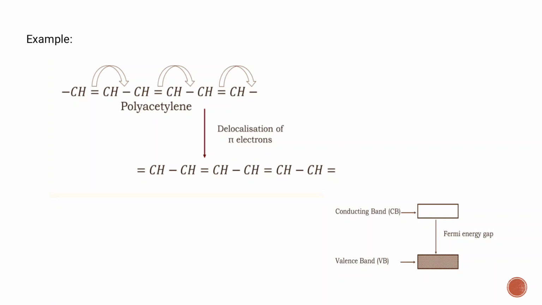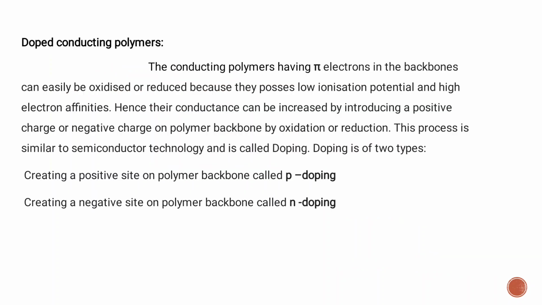Here is the representation of the formation of polyacetylene, the valence band, the conduction band and the energy gap, that is, the Fermi energy gap. Next is doped conducting polymer. Conducting polymers having pi electrons in the backbone can be easily oxidized or reduced because they possess low ionization potential and high electron affinities. Hence, their conductance can be increased by introducing a positive or negative charge on the polymer backbone by oxidation or reduction. The process is similar to semiconductor technology and is called doping.